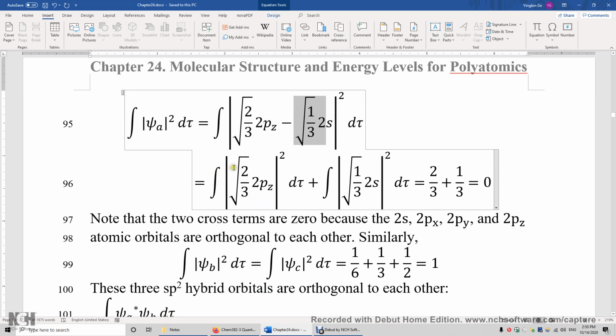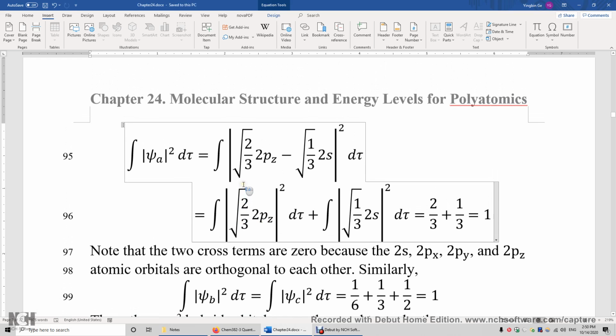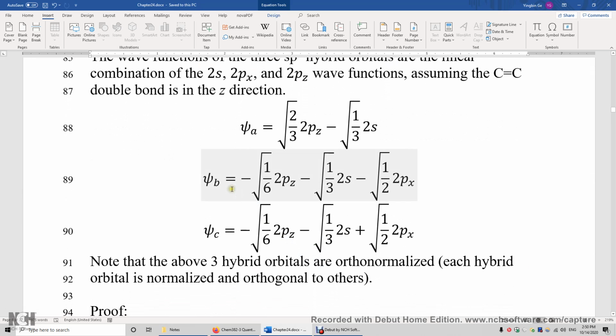This one is just 2/3 because 2pz itself is normalized. This integral is 1/3 because the 2s atomic orbital is normalized. So the result is 1. This hybrid orbital is normalized. We can also prove this psi sub b and psi sub c are normalized.